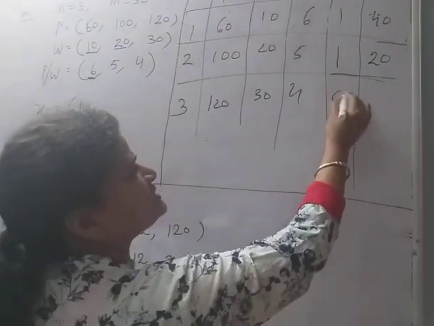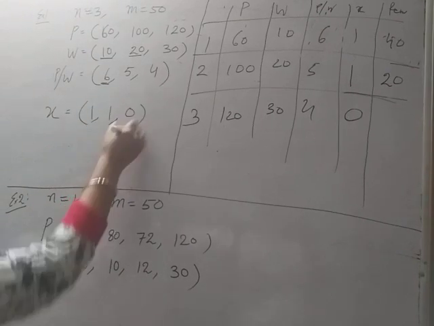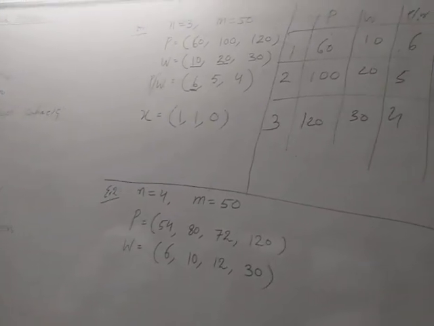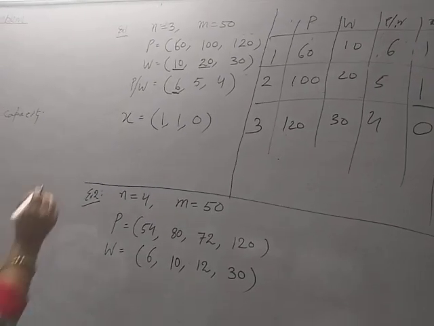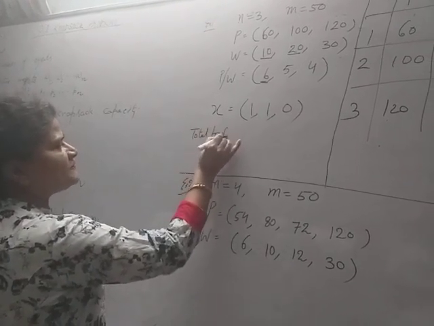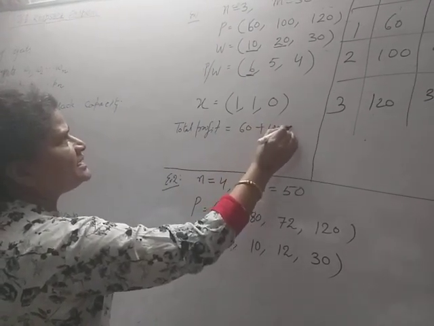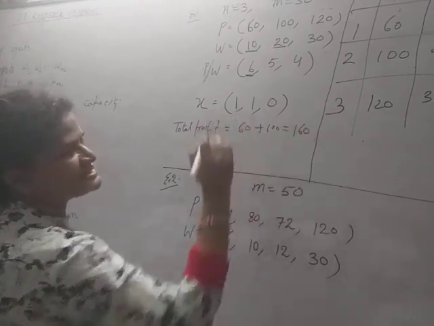So our solution vector is 1 1 0. If we consider the total profit earned with this, the total profit is simply 60 plus 100 equal to 160.